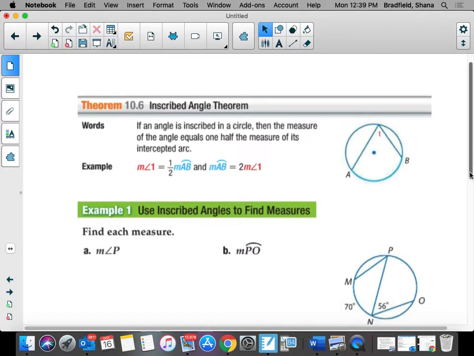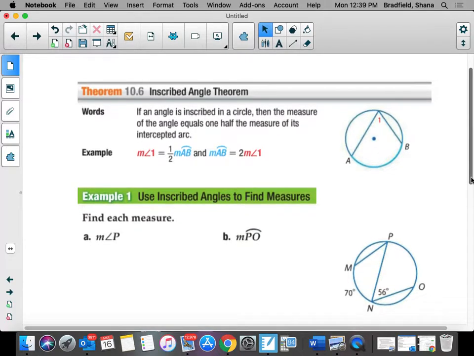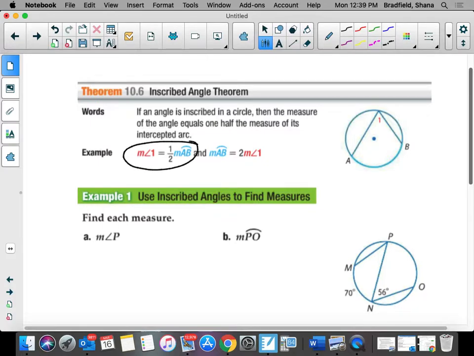The inscribed angles also have measures, just like the central angles do, just like the arcs do. Our rule for this is that the measure of the angle is 1/2 the measure of its intercepted arc. So just something to think about for a moment.